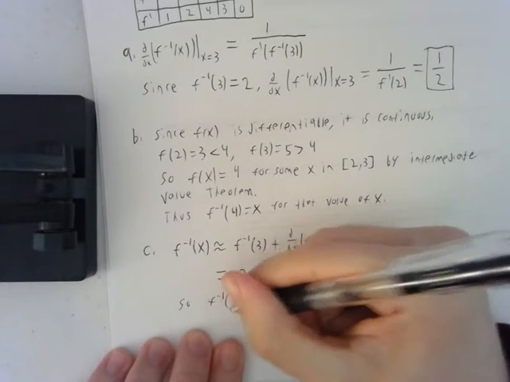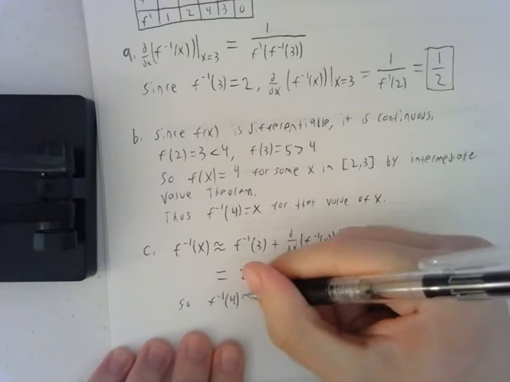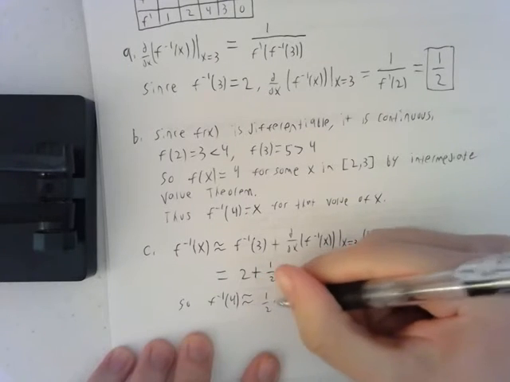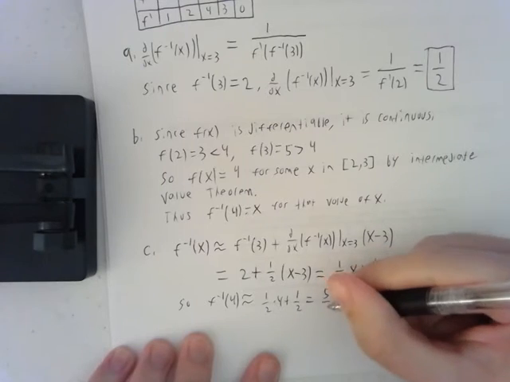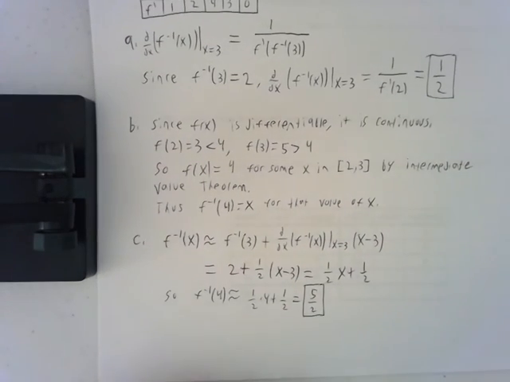So using this approximation, f inverse of 4 is going to be approximately equal to 1/2 times 4 plus 1/2, which works out to be 5 divided by 2. So that's how you would approach this problem.